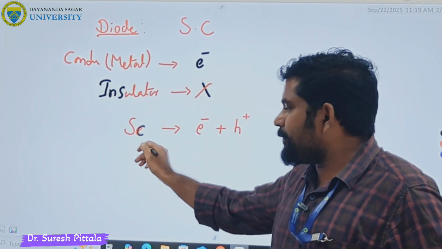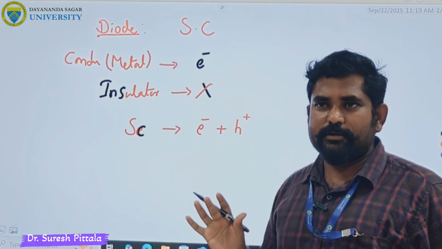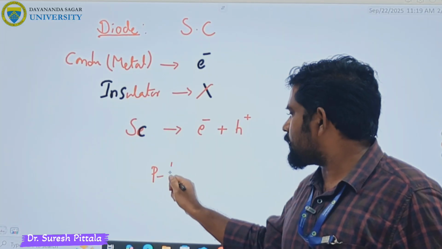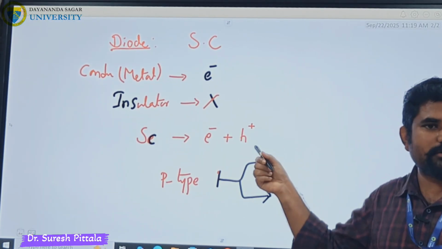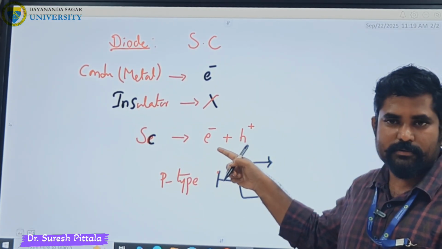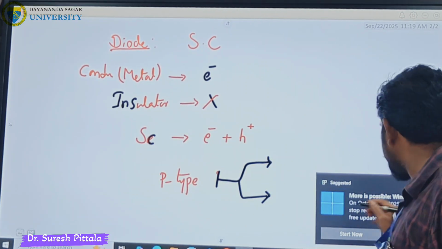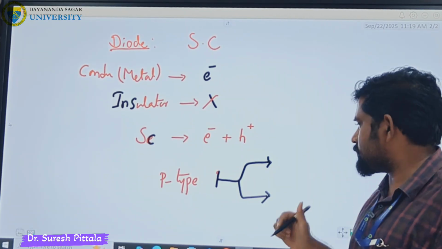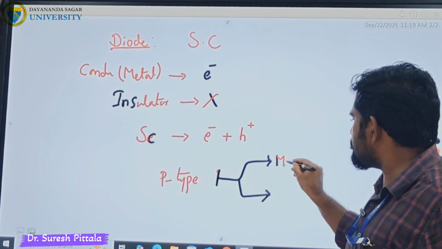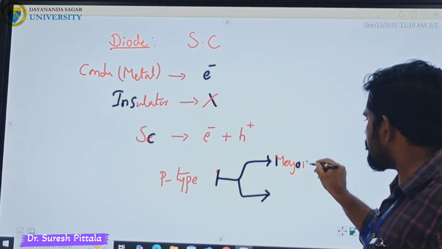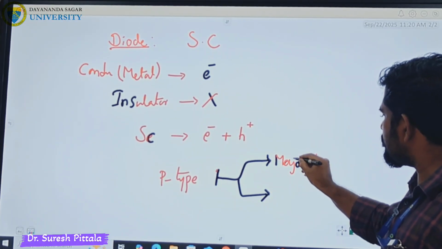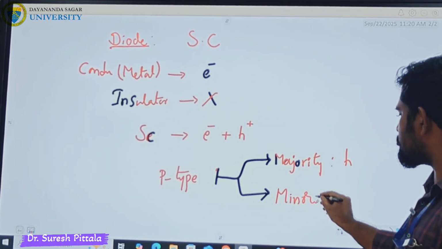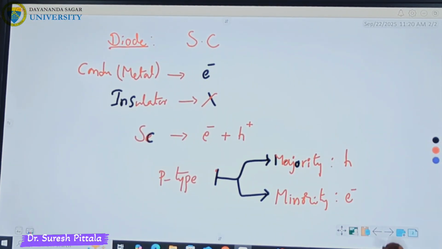Now, the semiconductor can be modulated the way I want. If I dope more, I'm not going into the details, I can make a P type semiconductor. In the P type, who is more? Always remember P is nothing but positive. Who is positive here? Holes. So the majority charge carriers are holes. Cool. And the minority charge carriers are electrons. Always. That's the P type.